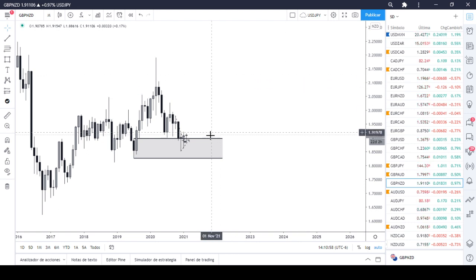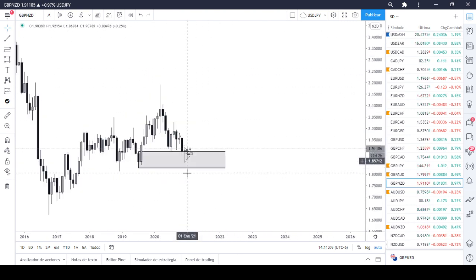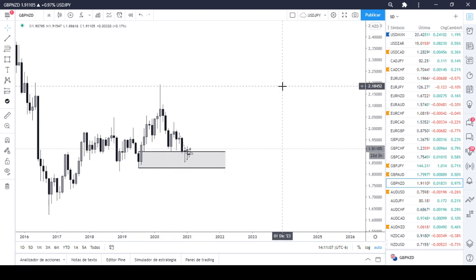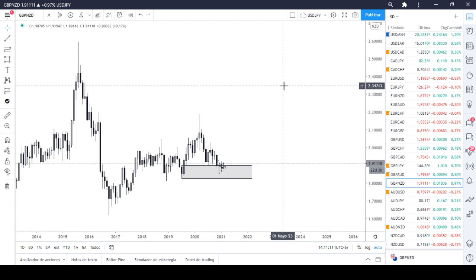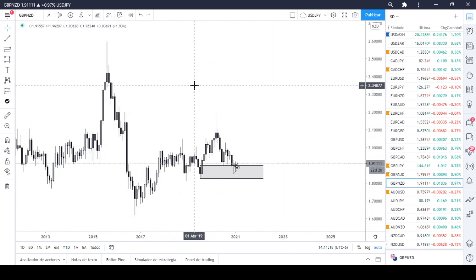But see what happened on the monthly. We have a strong departure. So since I have this monthly demand zone here, I know that I have to look for buy opportunities. And basically we have a bullish structure on the monthly, with new higher highs being made.